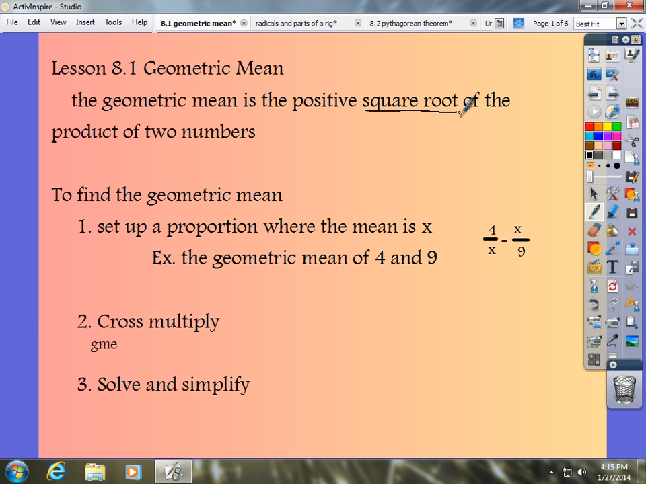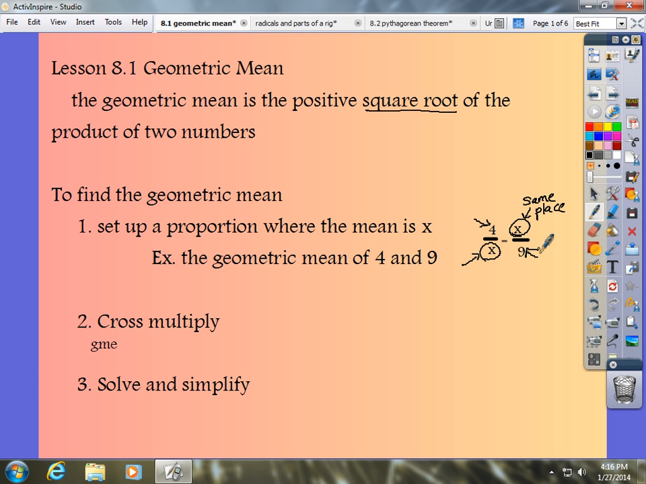So let's see, to find the geometric mean, you're gonna do three easy steps. First, you're gonna set up a proportion where the mean is x. Okay, that means, for example, if you want to set up the geometric mean of the numbers 4 and 9, you're going to have 4 over x, okay, and x over 9. These two are going to stay in the same place. Always. Alright, the x's are going to stay bottom here, top there. And you're going to put your other two numbers right here.